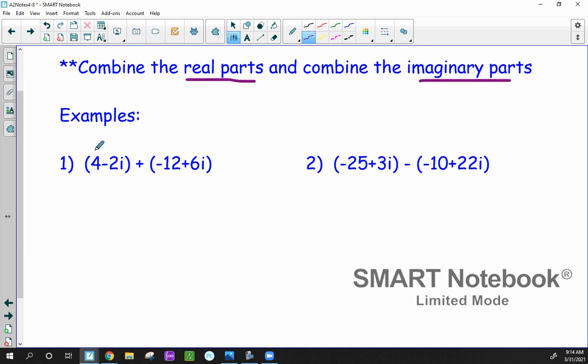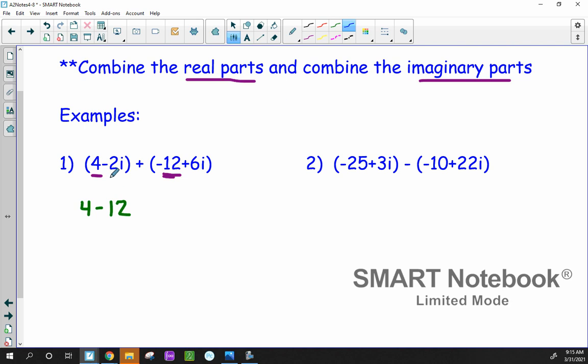Example 1. The complex number 4 minus 2i plus the complex number negative 12 plus 6i. In the first complex number, we can see that 4 is the real part. In the second complex number, negative 12 is the real part. If it's an addition problem, then no signs need to be changed. All you're going to do is bring down your real numbers, make sure that you copy down the correct signs, and put them side by side.